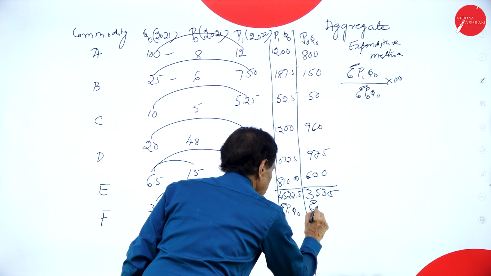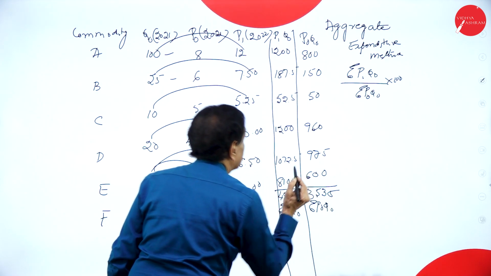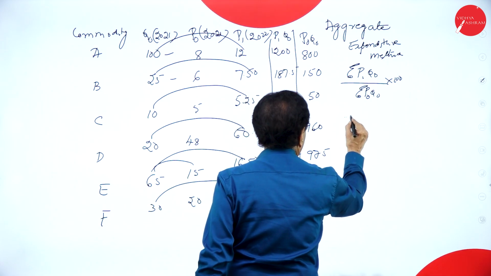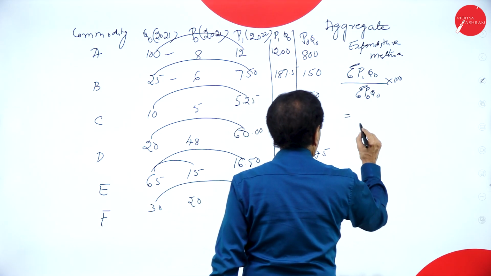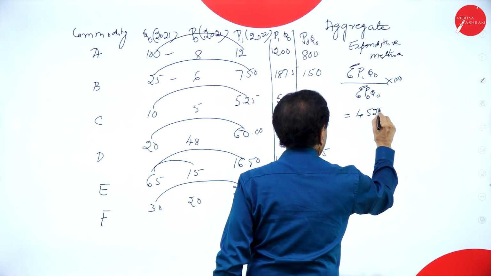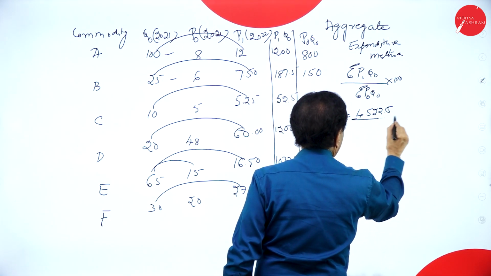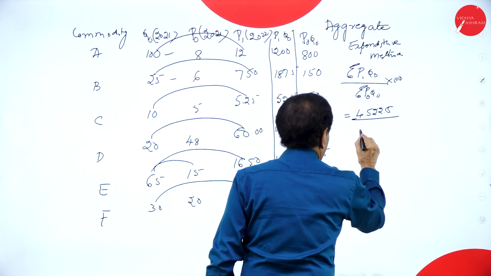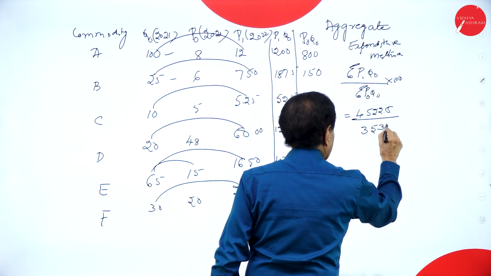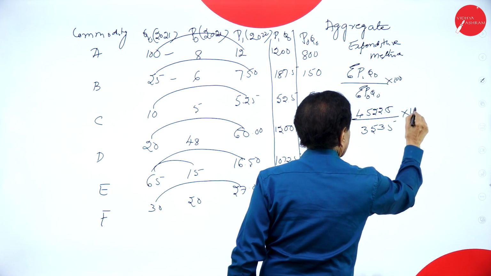This is sigma P naught Q naught. Apply. What is sigma P1 Q naught? 4522.5 divided by 3535 into 100.